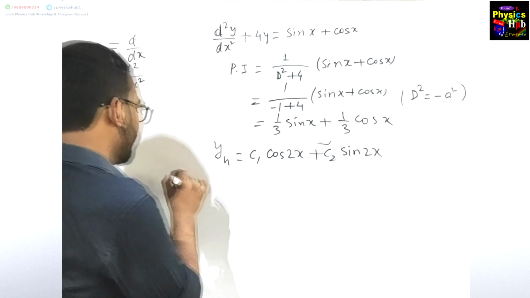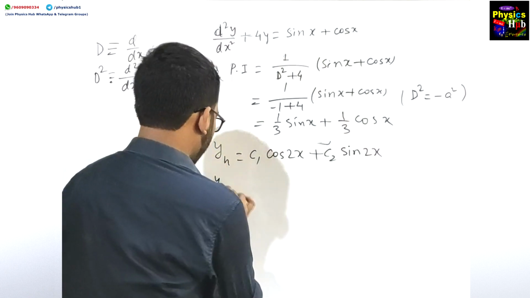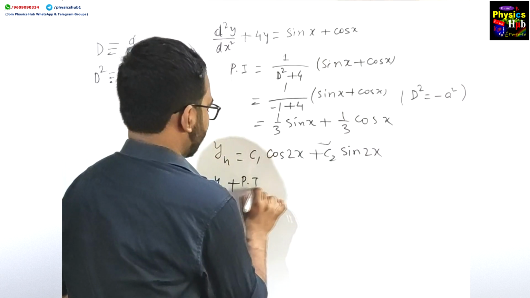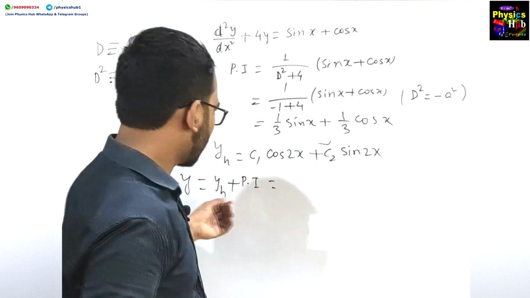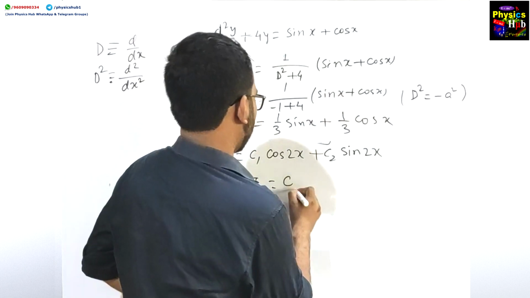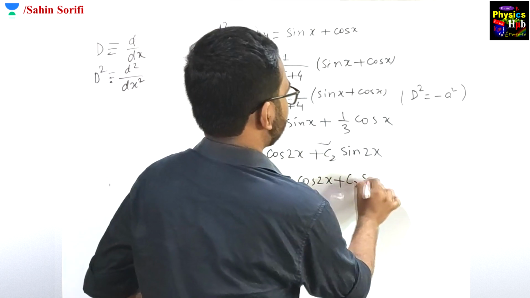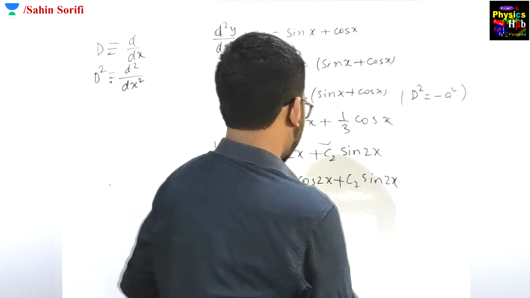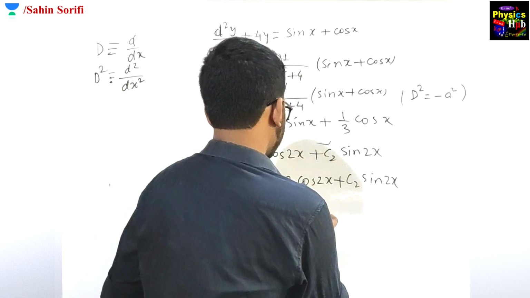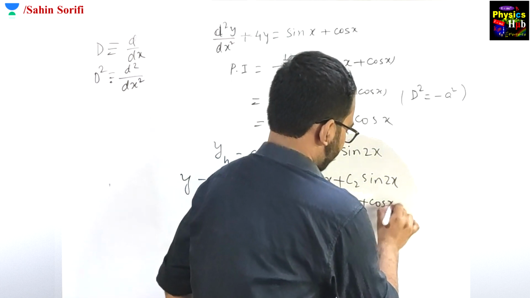Therefore, the actual solution y is written as a summation of these two things, y homogeneous plus particular integral. This is also called complementary function sometimes. So it's your choice what you write. C1 cos 2x plus C2 sin 2x plus, we are just taking 1/3 common, sin x plus cos x.